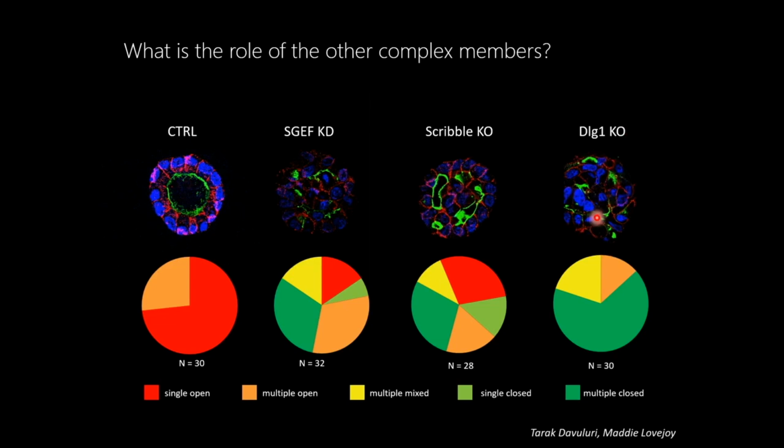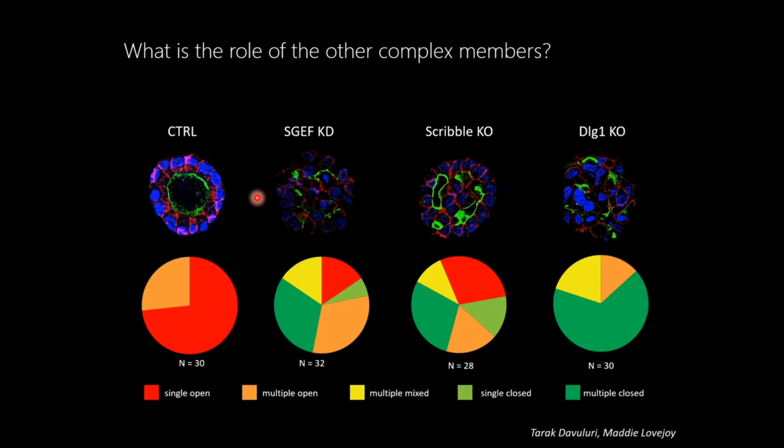So the question that we're trying to understand now is, how do you get from here to here? How do you make a multi-lumen cyst that is completely disorganized? There are many different ways to make a multi-lumen cyst, mostly through defects in cell and vesicle traffic, or cell division, or cell-cell adhesion. So this is what we're trying to explore now.